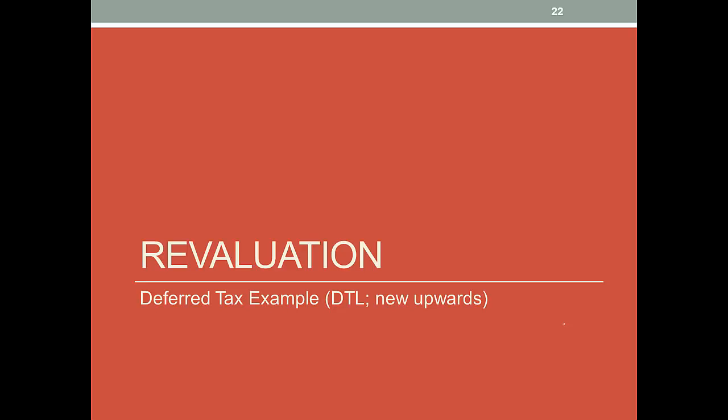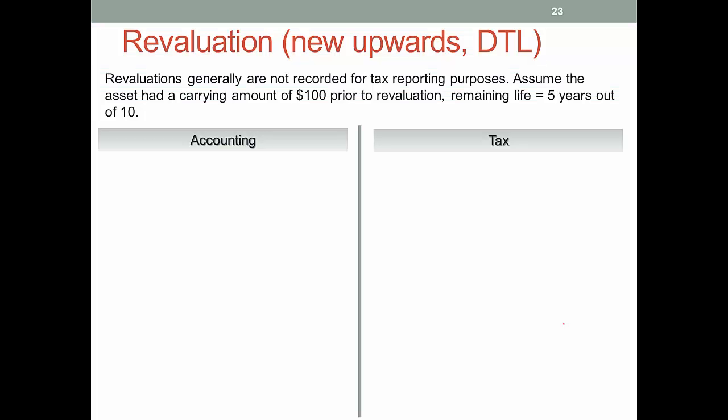The first one is a new revaluation upwards. Now, you know that revaluations generally aren't recorded for tax reporting purposes. If they were, you could buy a pencil, revalue it to $10 million, depreciate it, and never pay tax again. So that's reasonably clear. Assume the asset had a carrying amount of $100 prior to revaluation, and assume its remaining life is 5 years out of 10.